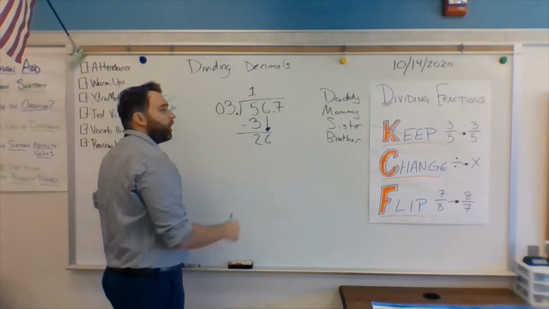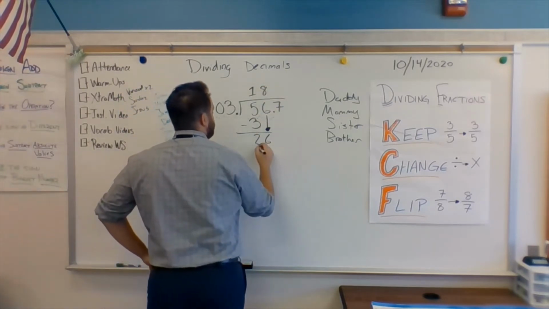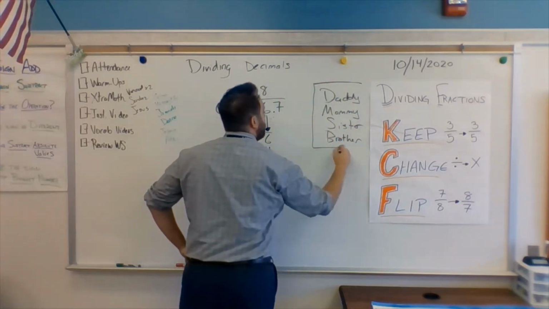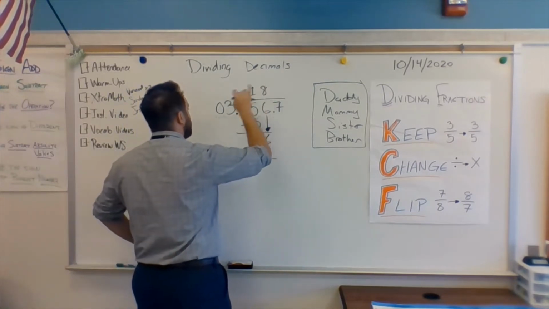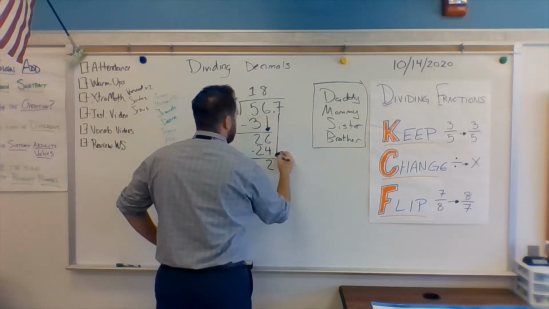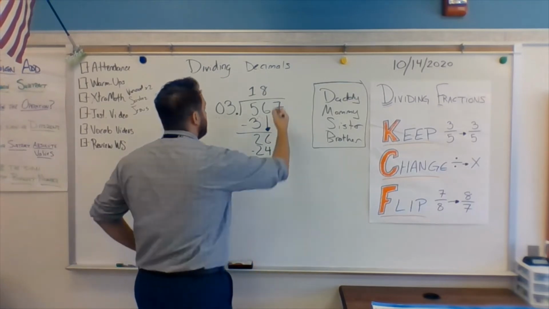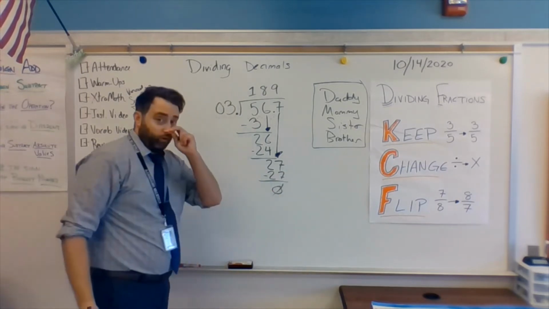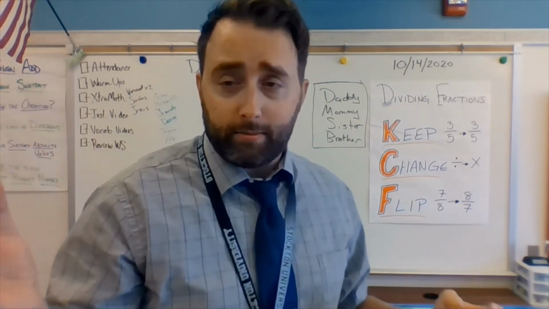Now, how many times does 3 go into 26? 8 times. Very good. 3 times 8 is 24. We repeat this process. Repeat the division family process until you are absolutely done. Subtract, you get 2. Bring down, we have 27. 3 goes into 27 how many times? 9. Very good. 3 times 9 is 27. I'm left with 0. I have no remainder. I have no continuation. I have no repeating decimal. I have no terminating decimal.